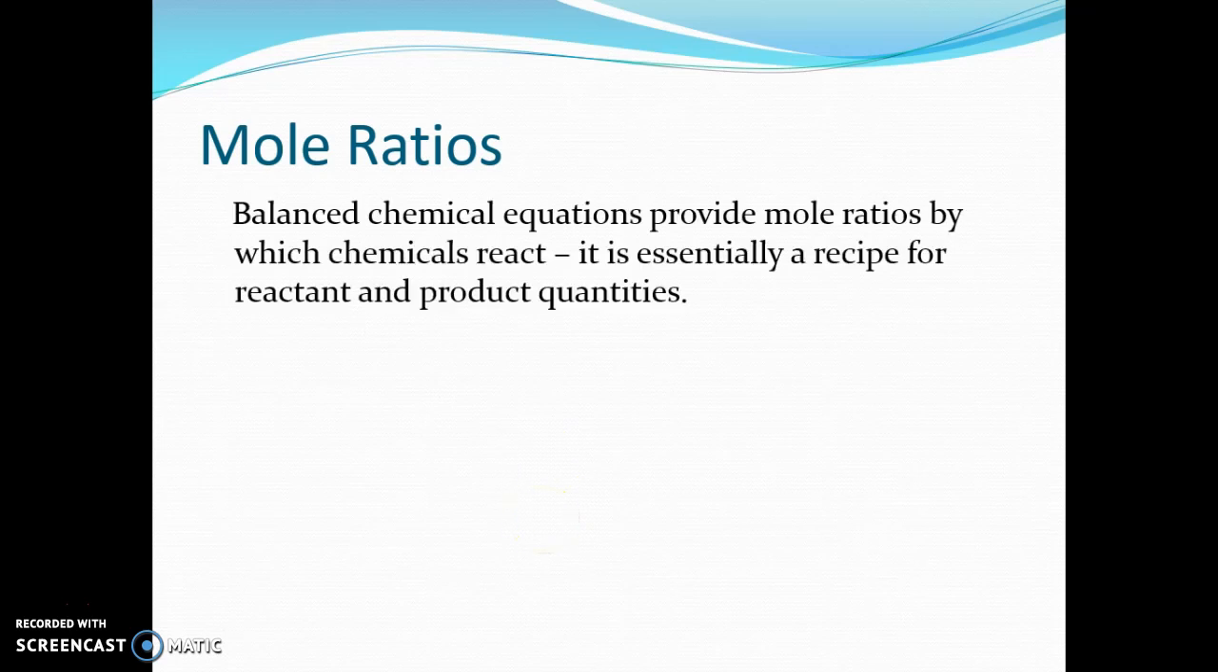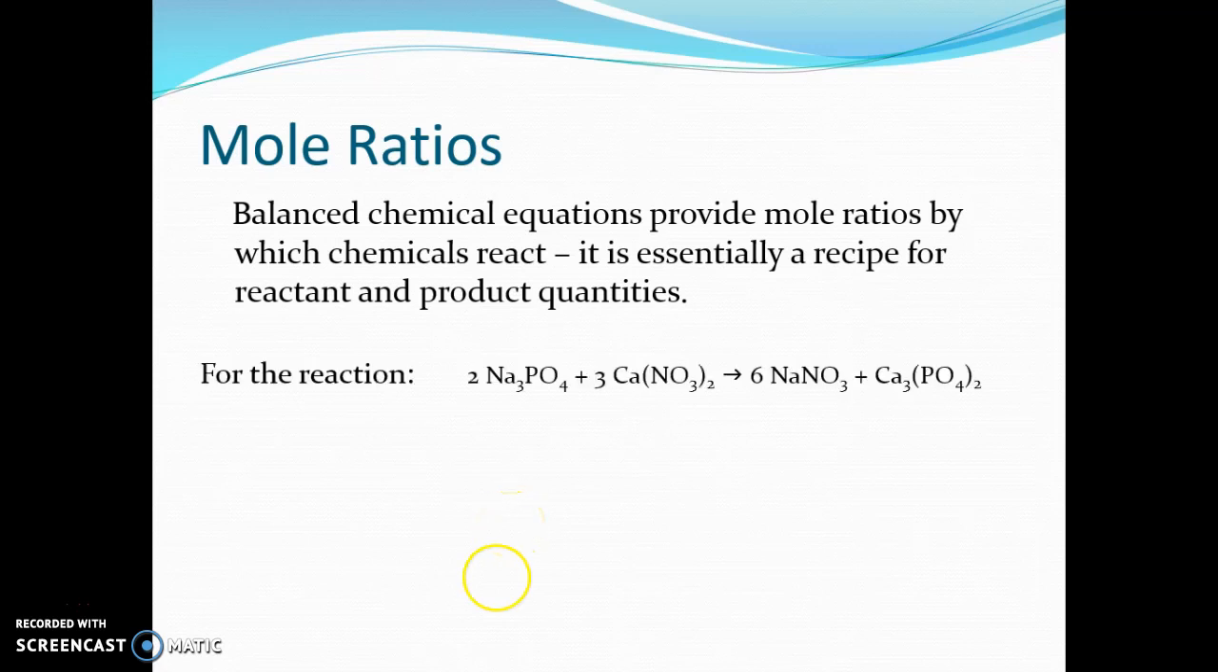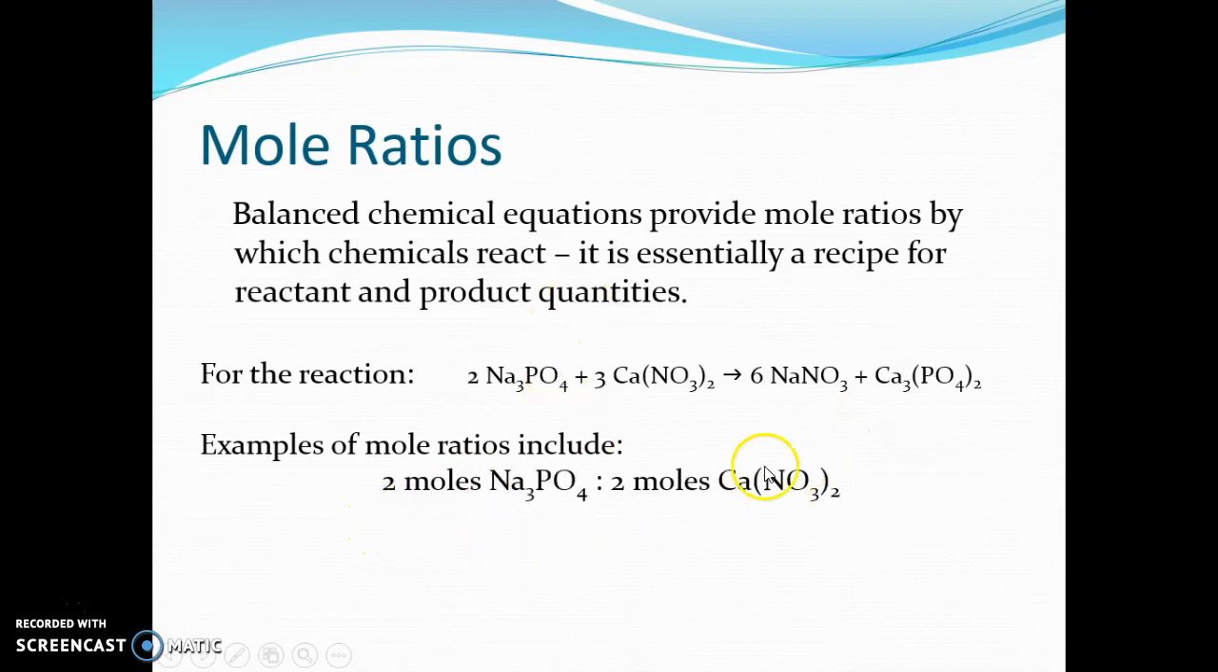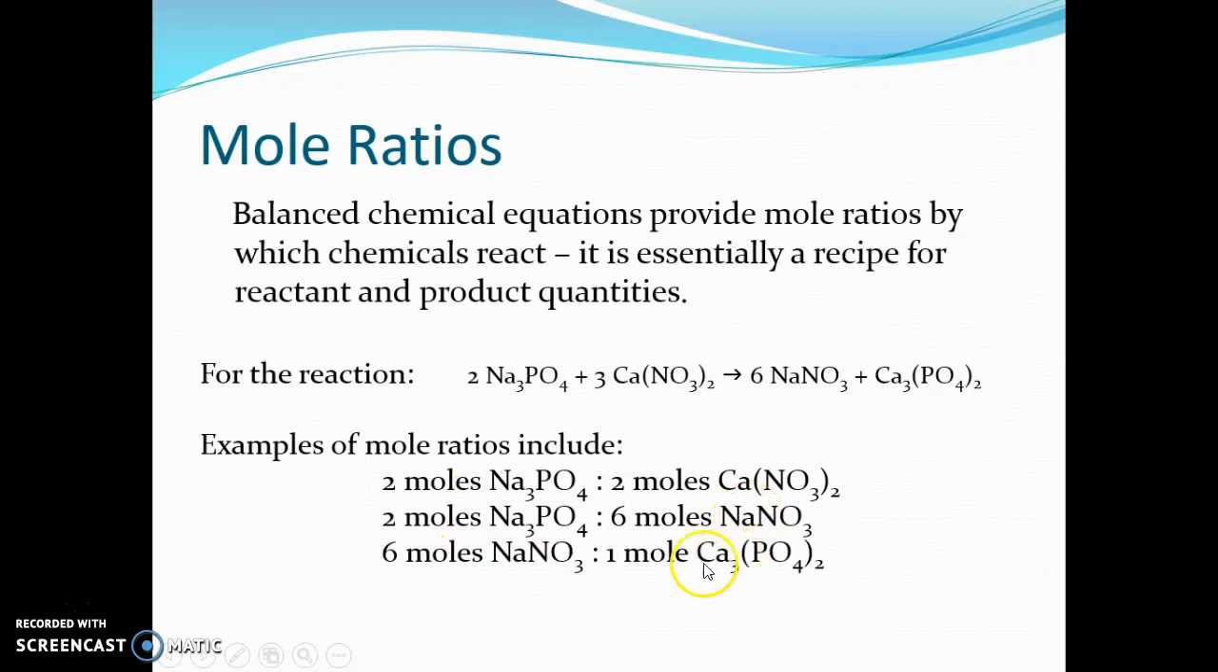So remember that in a balanced chemical equation, the coefficients will provide a bunch of mole ratios, which is essentially a recipe. It lets you see what proportions things are going to react in. So for example, you've got this reaction of sodium phosphate with calcium nitrate, producing sodium nitrate and calcium phosphate. Notice the coefficients are showing you how much of each is involved. Mole ratios would include things like 2 moles of sodium phosphate to 3 moles of calcium nitrate. Or you can compare a reactant to a product, or you can compare two products. So it doesn't matter where the substances are, mole ratios are going to apply no matter what.